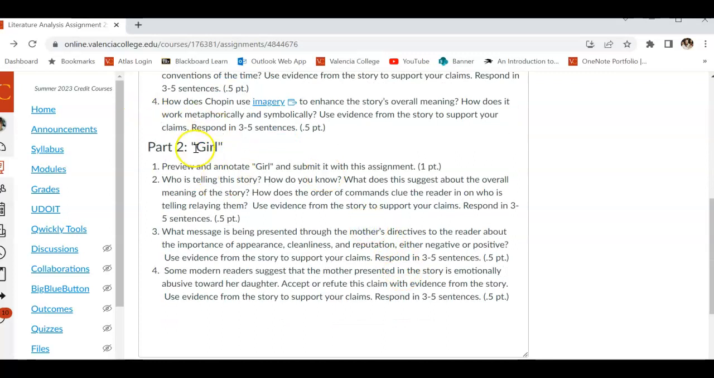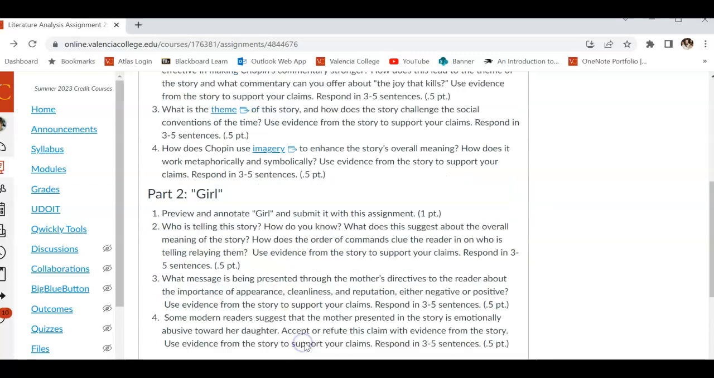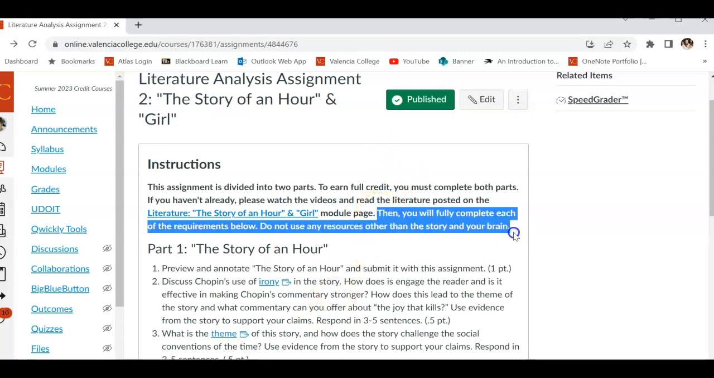And then you'll move on to reading Girl. Again, you're going to preview and annotate Girl and submit it with the assignment. Then you're going to answer questions 2 through 4. Again, you will use evidence from the story to support your claims and respond in 3 to 5 sentences. By doing this, you will have the opportunity to earn up to 5 points of your potential 100 points for this class.